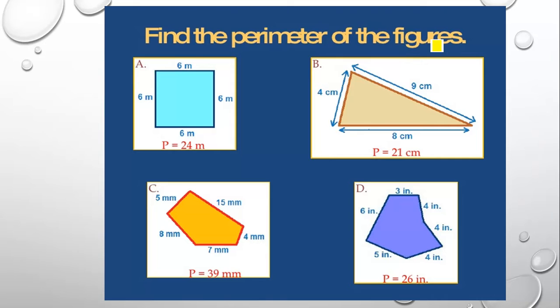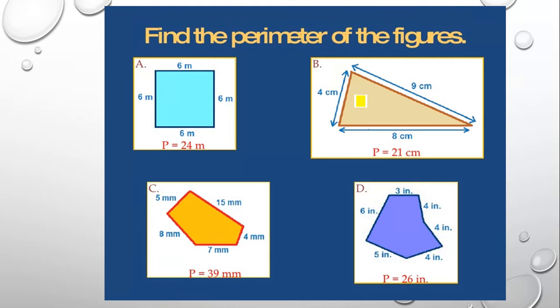Find the perimeter of the figures. You can see the different figures we have, and we have to find out the perimeters. How will you find the perimeter? By adding the given lengths of the figures. So 6 plus 6 plus 6 plus 6, because the distance is given in meters, that is 6 meter, and 4 sides are given because it's a square. So adding all the sides together, you can calculate the perimeter.